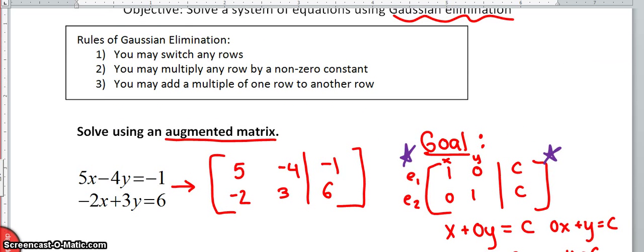Now there are 3 rules for Gaussian elimination, and they relate back to regular systems of equations elimination. At any time you can switch any 2 rows if it's helpful. So I could switch these 2 rows if I wanted to. You can also multiply any row by a non-zero constant. So remember, in elimination, you could always multiply by like 2 if it was suitable and it canceled things out. You can do that here as well. And you may add a multiple of one row to another row. So I could multiply this by 2 and then add it to equation 1 here. Same rules as regular elimination, more or less.